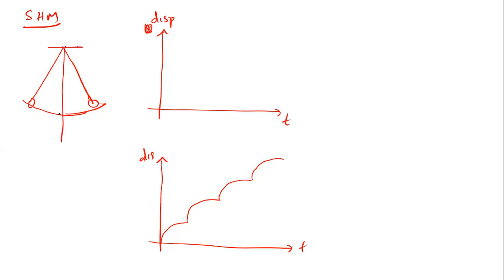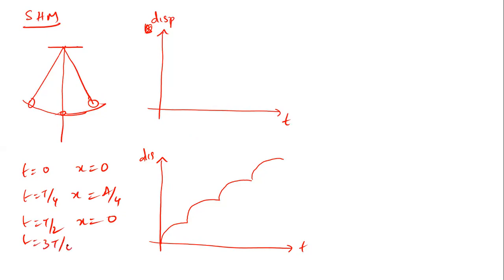So what's happening here? You start at t equal to 0, and the displacement was x equal to 0. At t equal to T by 4, the displacement was plus A. At t equal to T by 2, the displacement was 0 once again because it comes back. At t equal to 3T by 4, the displacement was minus A. Then at t equal to T, displacement was once again 0. Right? Yes.